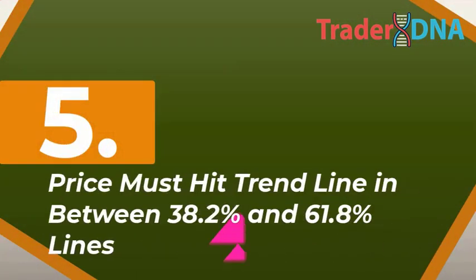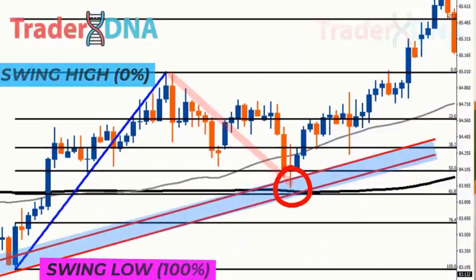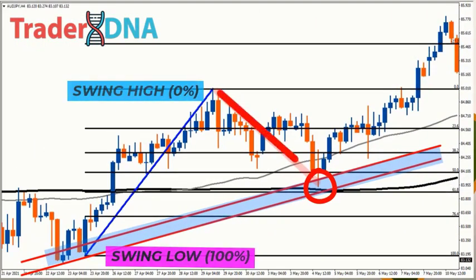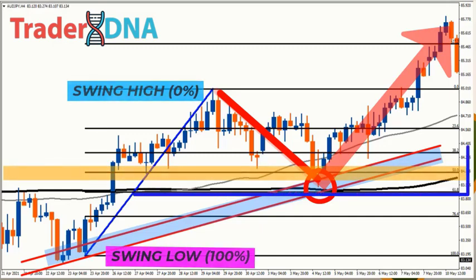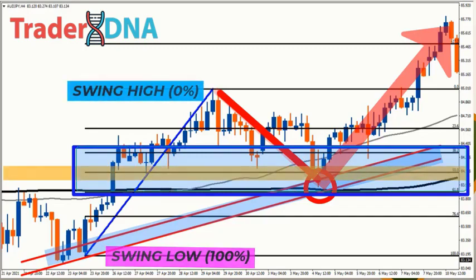Rule number 5. Price must hit the trend line in between the 38.2% and 61.8% lines. This is the Fibonacci golden ratio. Before I start to explain, look at the chart to see what this exactly means. The price retraced all the way back and tested the 50.0% Fibonacci line for quite a while before hitting the trend line and continuing to go to the upside. Once the price hit the trend line that we drew, we saw that it was in between the 38.2% and 61.8% lines, and then our trade was one step closer to being triggered.